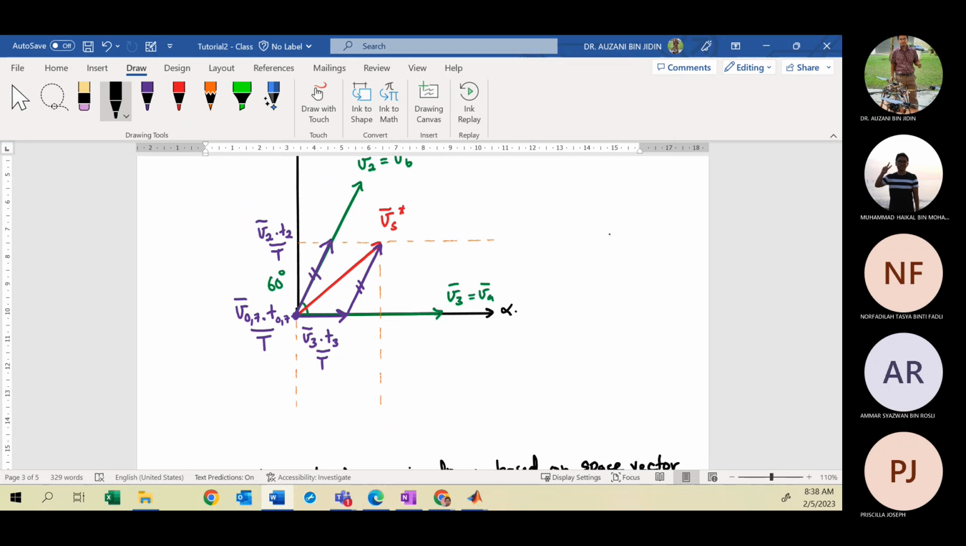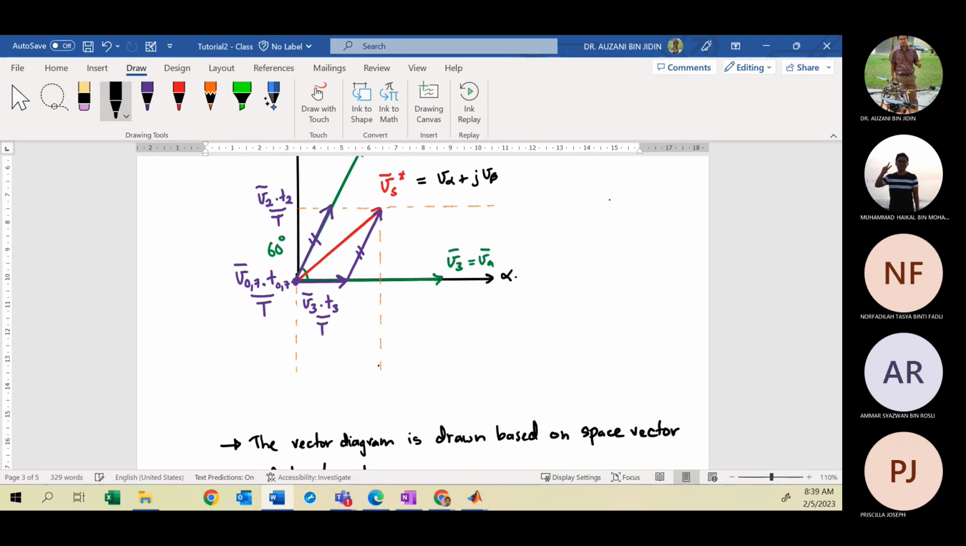Okay, then we can proceed, because your space vector can be expressed in another form, a rectangular form, which is V alpha and V beta, right? So here will be your V alpha. This is your V alpha. And this component vector is your V beta.